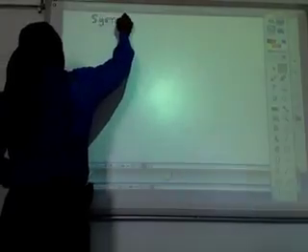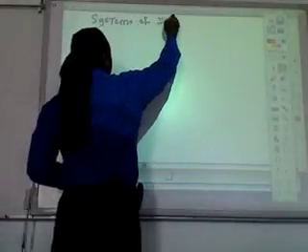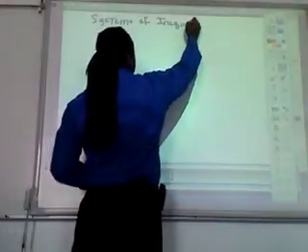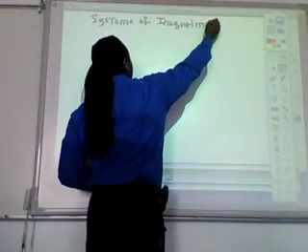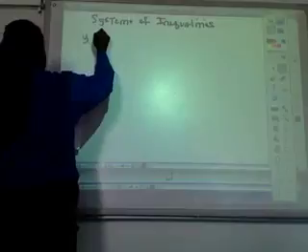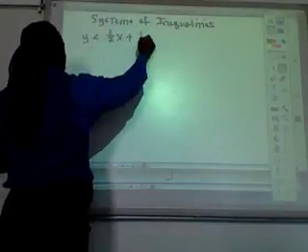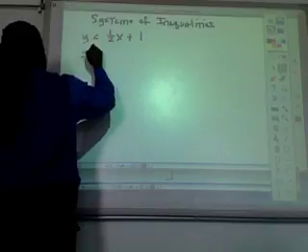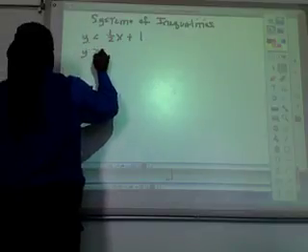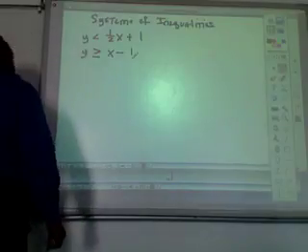All right, this is going to be an example of a system of inequalities. When we're dealing with a system, how many inequalities are we dealing with again? Two. Therefore, our first inequality is y is less than 1/2 x plus 1, and then we're going to have y is greater than or equal to x minus 1. Here you have your two inequalities.